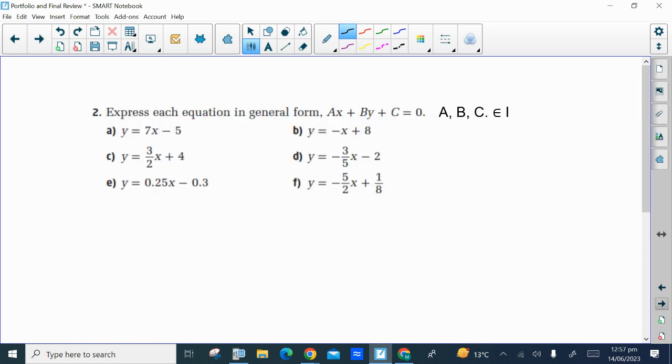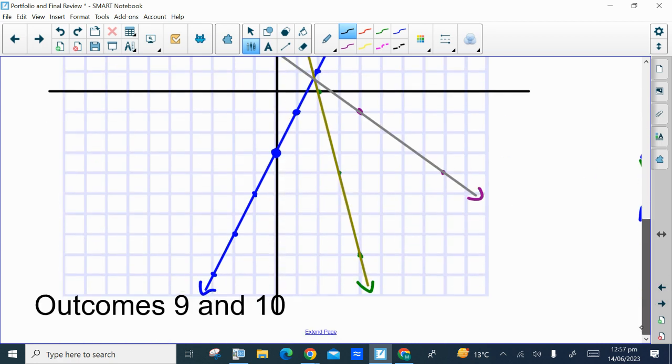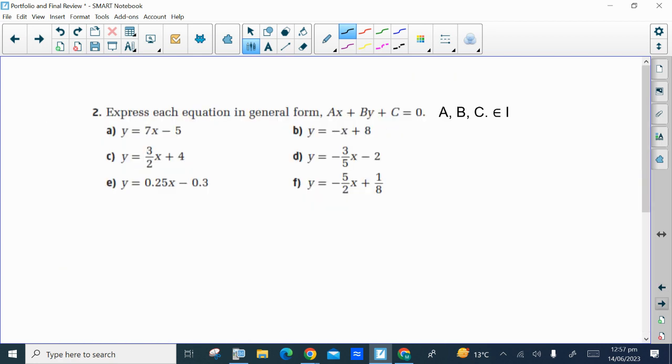Okay, so we learned about general form. General form is ax plus by plus c equals 0. This is on the formula sheet, so you don't have to memorize it. So basically, you have everything on one side equal to 0 on the other, no fractions or decimals, and normally the x term is positive.